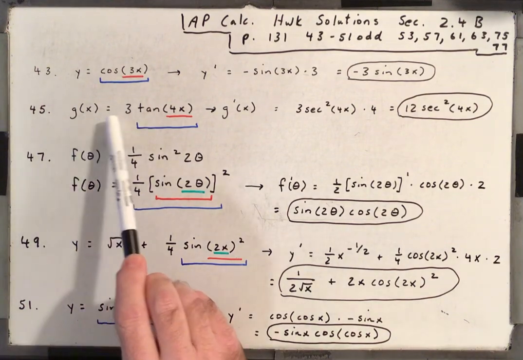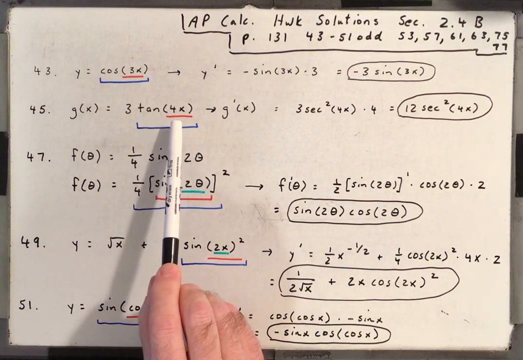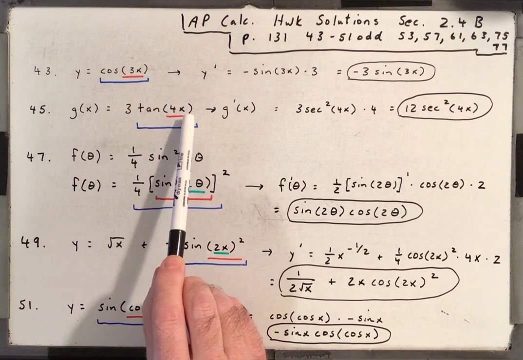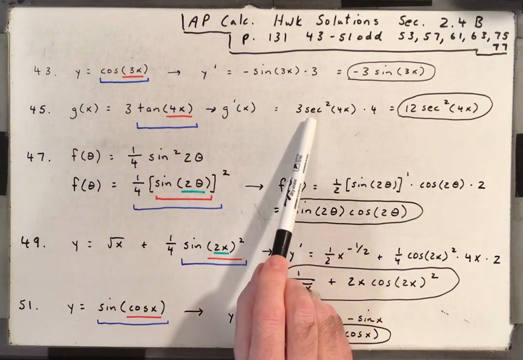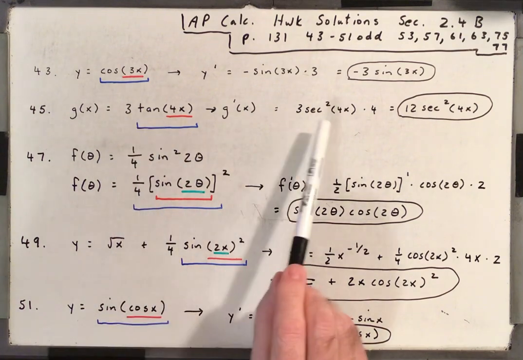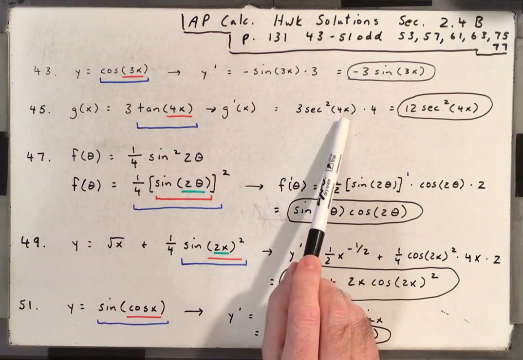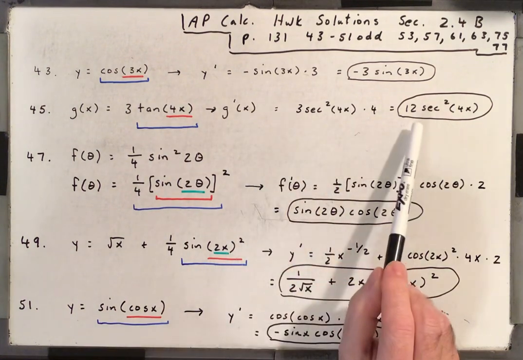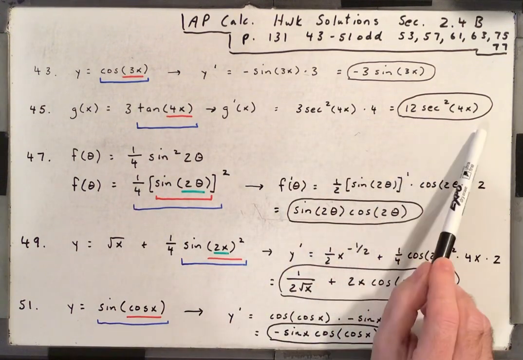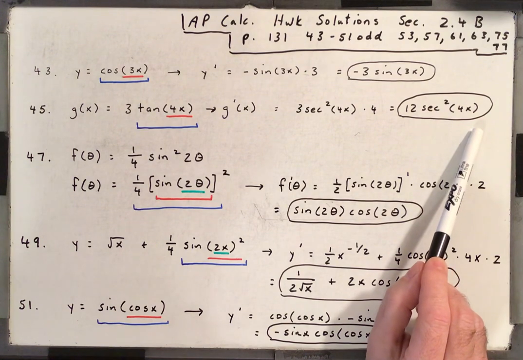All right, 45, g of x is 3 tangent 4x. So tangent 4x is the outer function, 4x is the inner. Derivative of tangent is secant squared, so it's going to be 3 times secant squared, 4x, times the derivative of 4x, which is 4. 4 times 3 is 12. We'll bring that out front, and there's the answer.